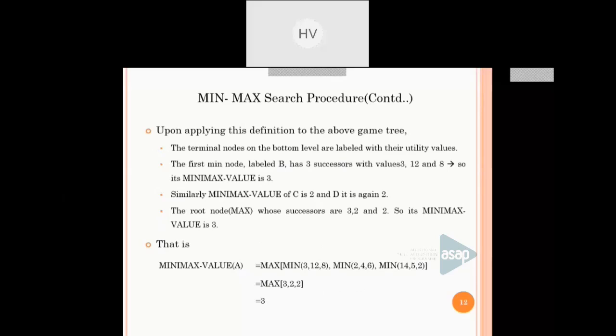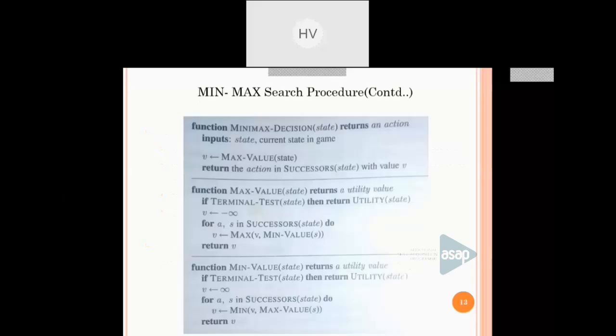So the minimum of 3, 12, 8 is 3. The minimum of 2, 4, and 6 is 2. Again, the minimum of 14, 5, and 2 is also 2. So it is equal to the maximum of 3, 2, 2, which is equal to 3. So this is how the Minimax algorithm works. Now we shall see the algorithm in the next slide.